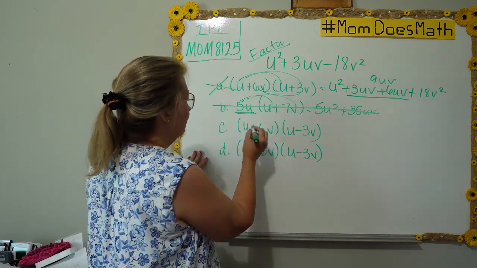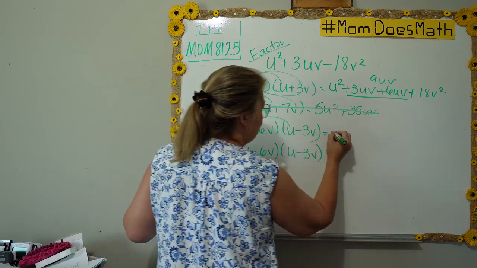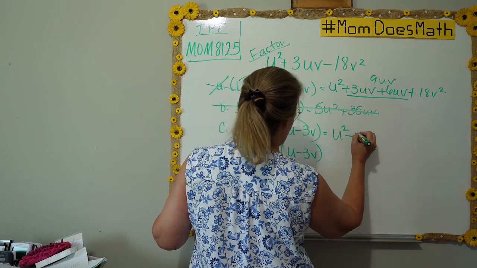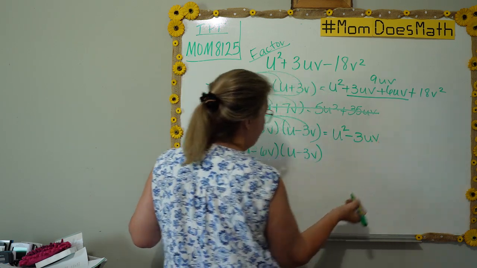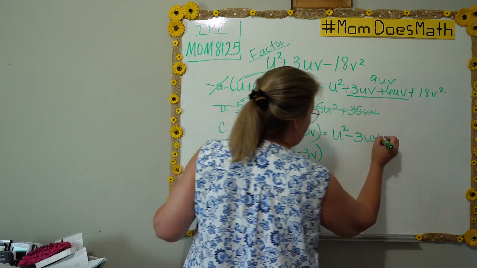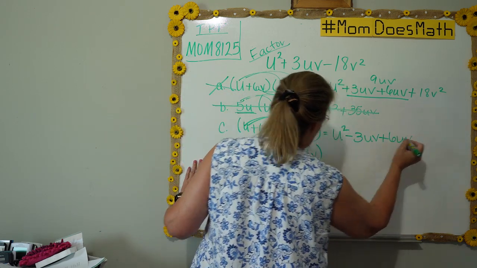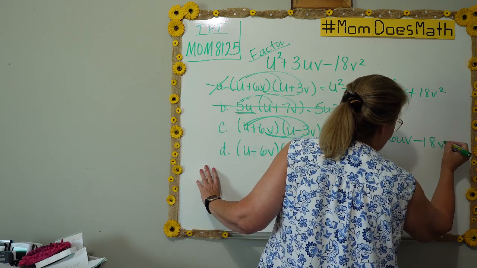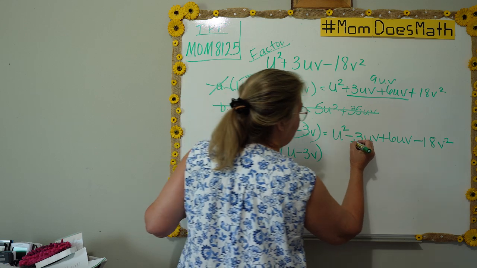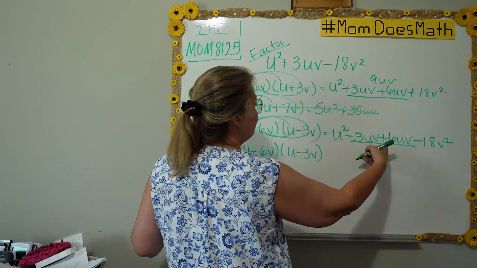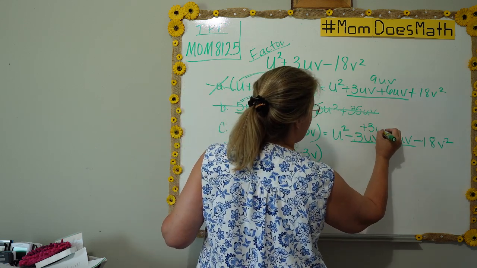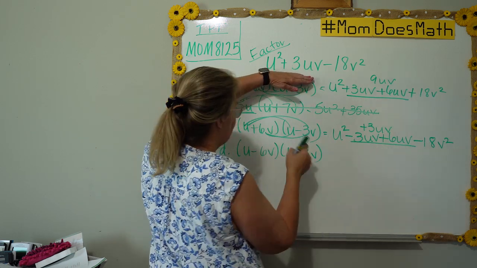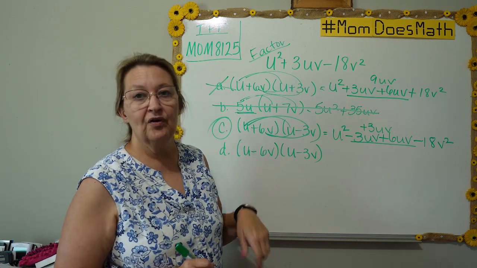All right, let's come down here and try this one. u times u is u squared. And u times minus 3v is minus 3uv. 6v times u is plus 6uv. And then 6v times 3v is going to be minus 18v squared. Now when you combine these two, minus 3 and plus 6 gives you plus 3uv. Does this match this? Yes, it does. So that's going to be your correct answer.